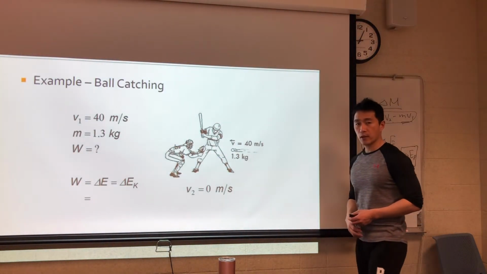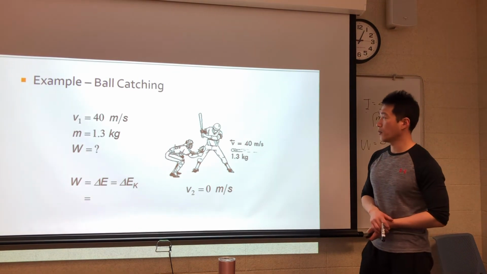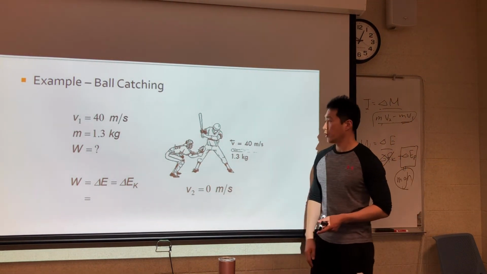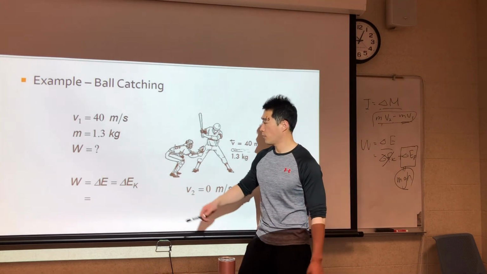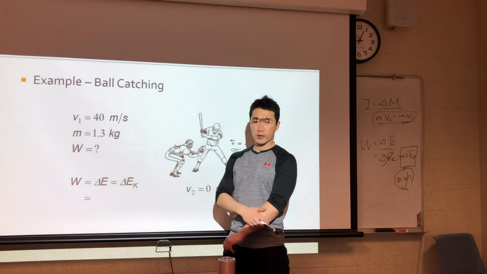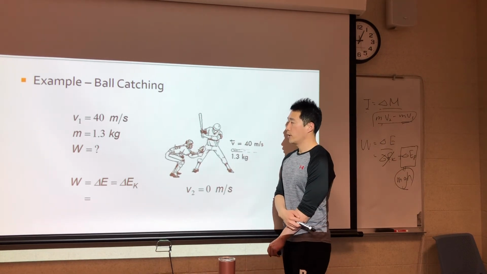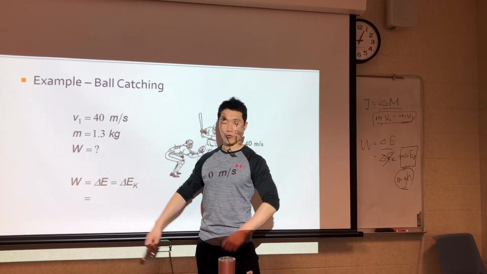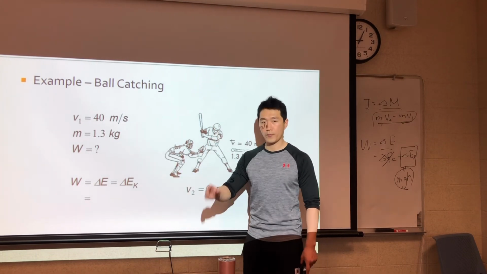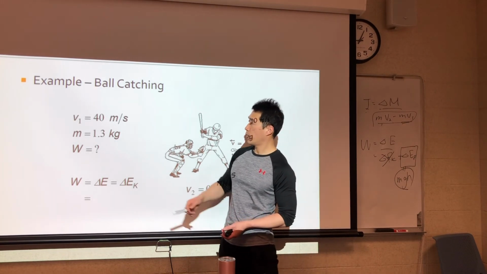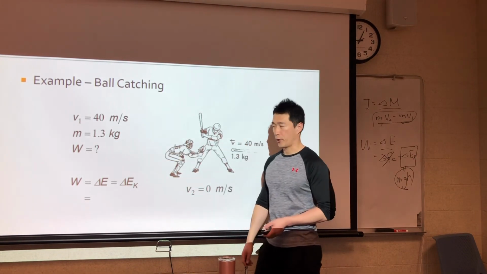And then the last slide of this linear kinetics chapter, the ball catching. We have a baseball situation. Look, this is from your textbook. The mass of the ball is provided, 1.3 kilograms, and the ball's velocity is also provided, 40 meters per second. You need to calculate how much mechanical work is required to catch the ball.